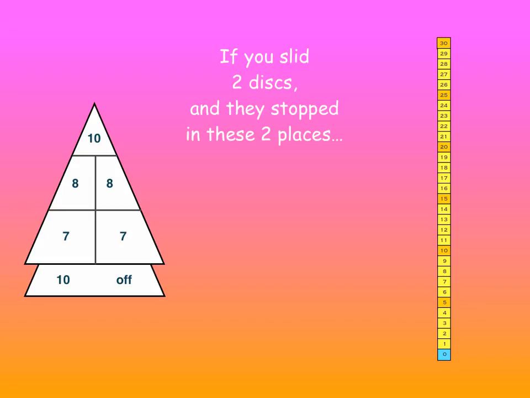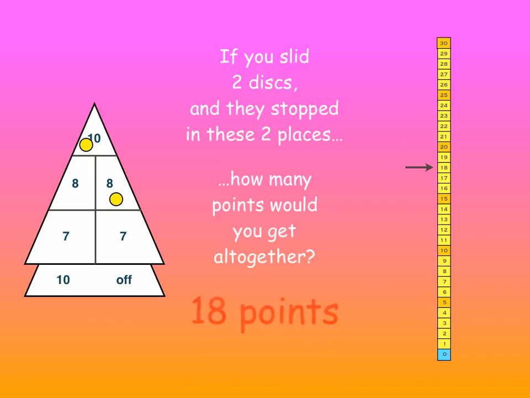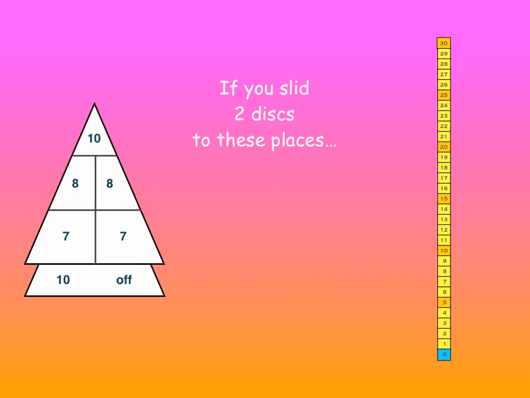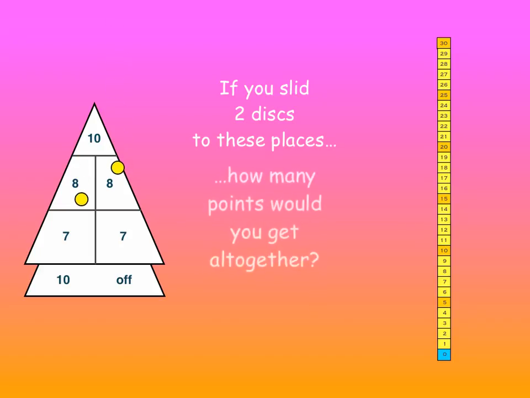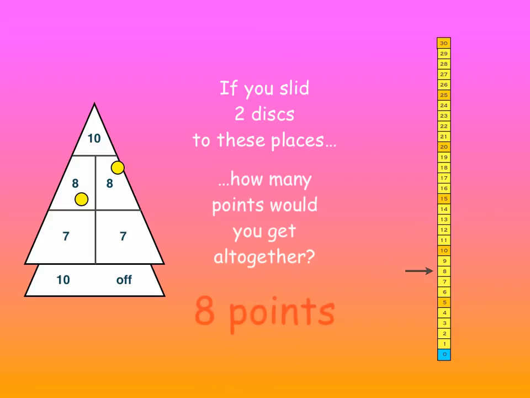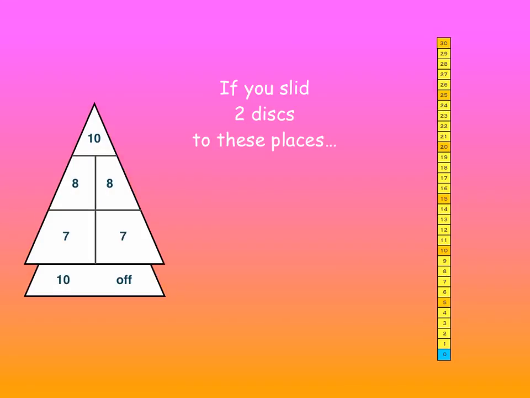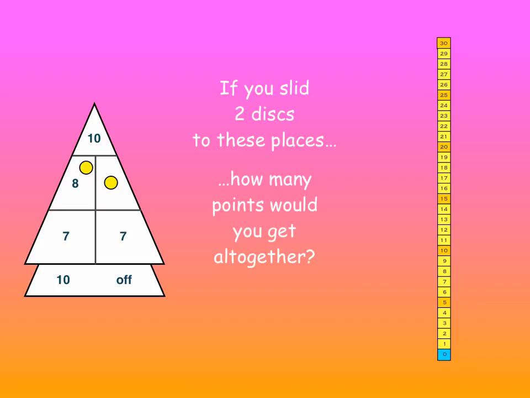If you slid two discs and they stopped in these two places, how many points would you get altogether? Well, you'd get 18 points because 10 plus 8 more makes 18. If you slid two discs to these places, how many points would you get altogether? Well, just 8 points because one of the discs is on a line and you don't get any points for that one. If you slid two discs to these places, what would your score be then? 16 is right, because 8 plus 8 more makes 16.